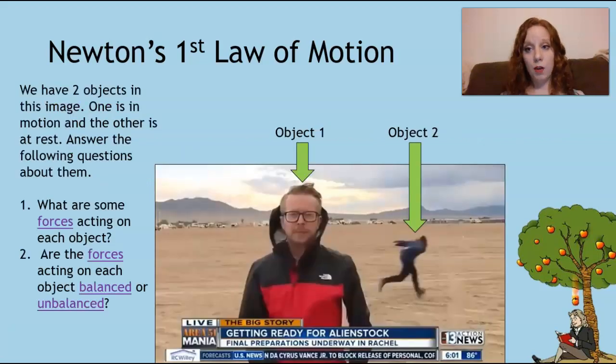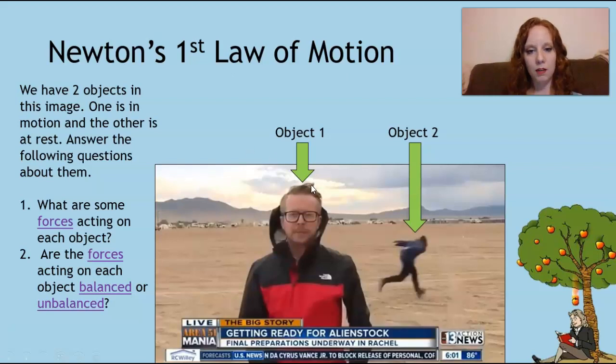We can look at a couple of objects here and describe some of the forces acting on them. So we've got an object at rest, which is going to be our lovely, happy newscaster, object number 1. And we have an object in motion, which is our lovely alien-seeking Naruto runner. Some forces: they're both subject to gravity. Neither of them are floating, which, since we're talking about aliens here with the Area 51 raid, would make this a little bit creepier. Neither of them are floating, okay?